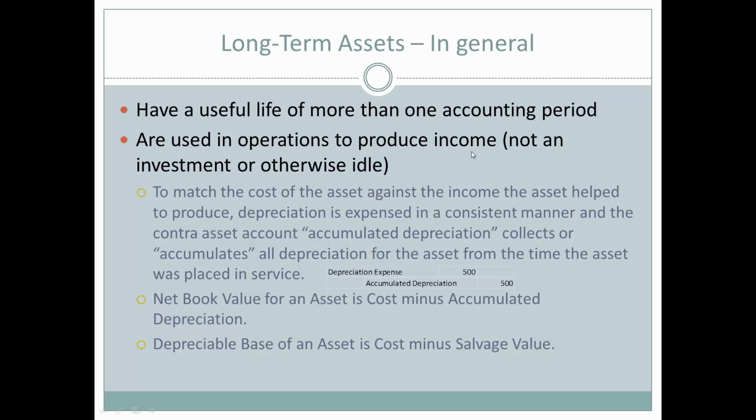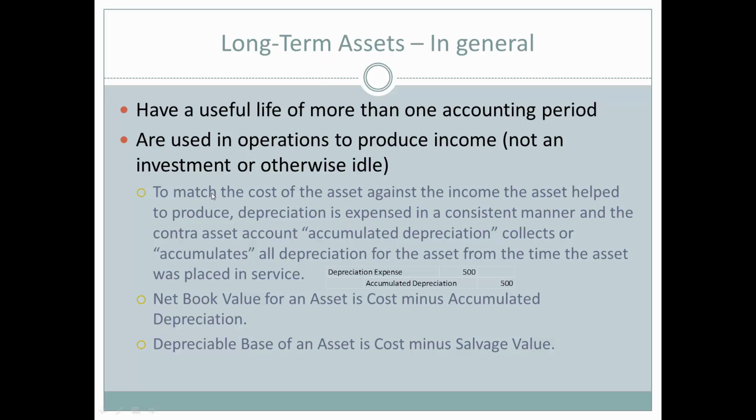So these are like cash registers, buildings, fixtures, furniture. They're used in order for the company to be in business and conduct business. And it's not an investment or something that is otherwise idle. So if a company were to purchase land as an investment, it would not be considered a long-term asset in this category of assets, but it would be considered a part of the company's investments. Or if they purchased a building that's standing idle, it would be considered an investment, but it would not be in an income-producing long-term asset section of the balance sheet.